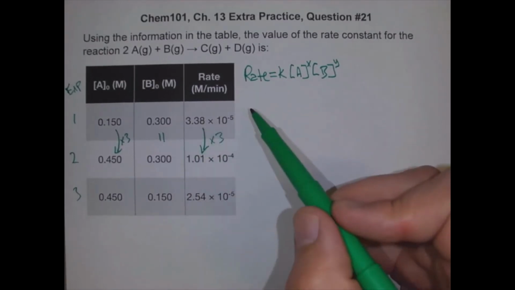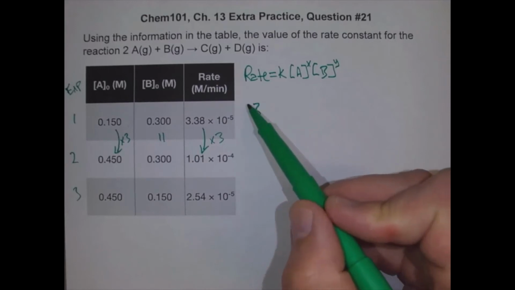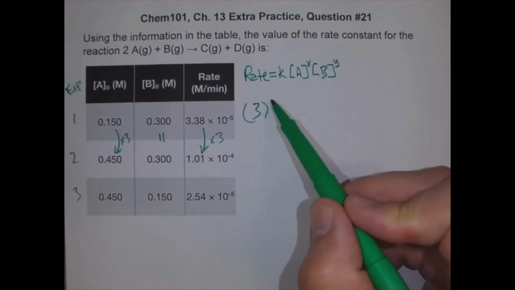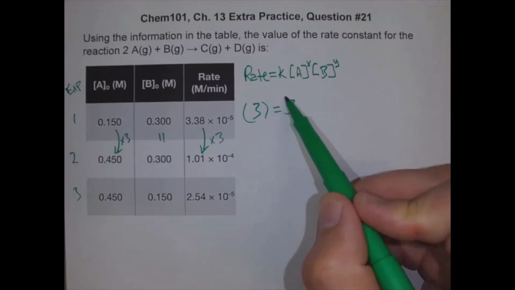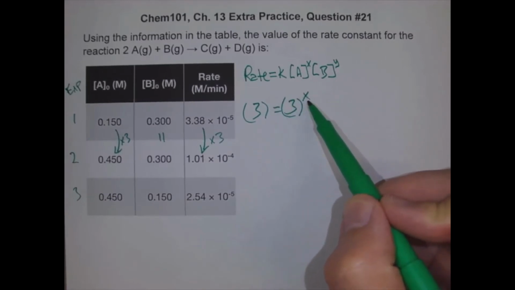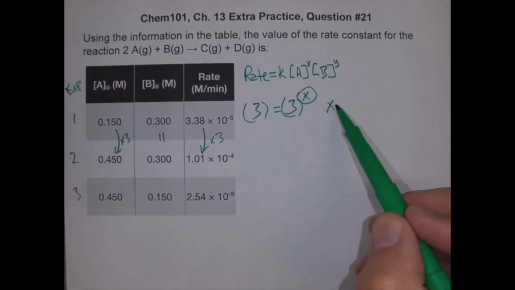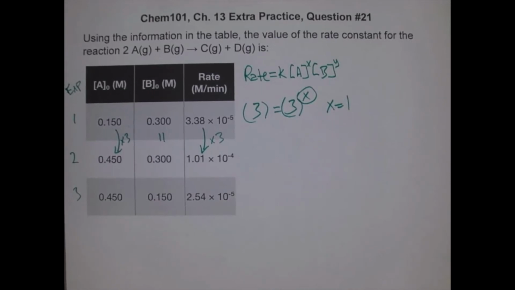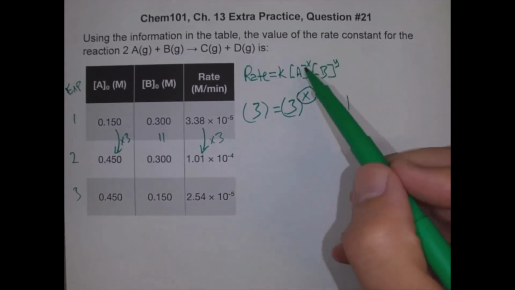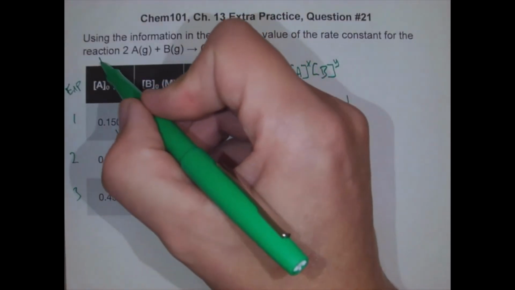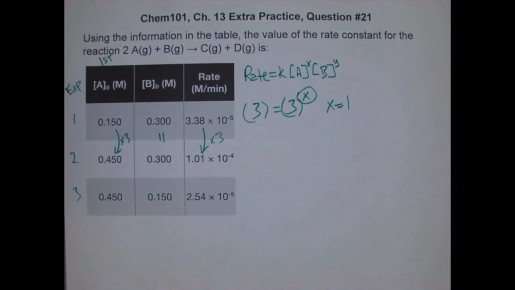So remember, if I have a number and on the other side it's going to be equal to itself, what exponent do I need to substitute x with in order to make the 3 a 3? Well, 3 raised to the power of 1 is 3. So that gives me the order of the reaction in A. It's first order in A. Okay, it's first order in A, so x equals 1.